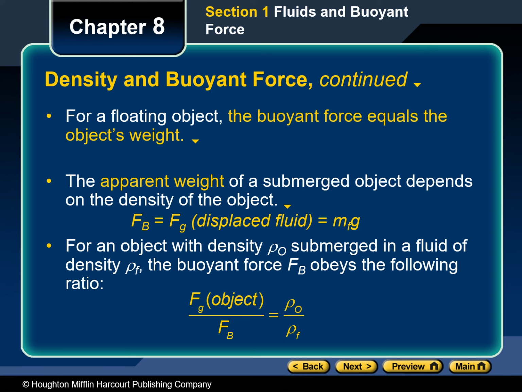And there is a simple relationship between the weight of a submerged object and the buoyant force, which is shown at the bottom of your screen here. Force of gravity on the object divided by the buoyant force is equal to the density of the object divided by the density of the fluid. And you can use this last expression at the bottom of your screen to solve buoyancy problems.